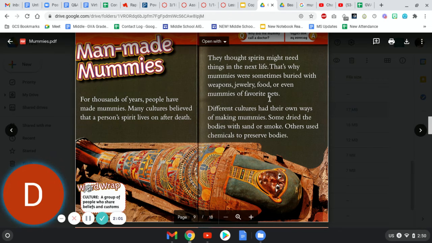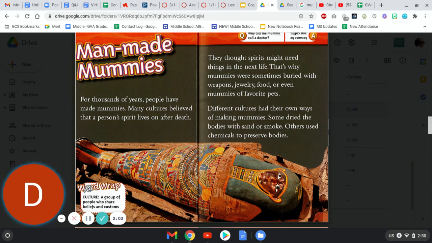So we're going to look at man-made mummies. For thousands of years, people have made mummies. Many cultures believe that a person's spirit lives on after death. They thought spirits might need things in the next life. That's why mummies were sometimes buried with weapons, jewelry, food, or even mummies as favorite pets. Different cultures have their own way of making mummies. Some dried the bodies with sand or smoke. Others used chemicals to preserve the bodies.